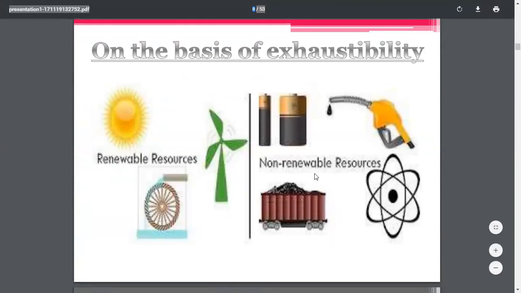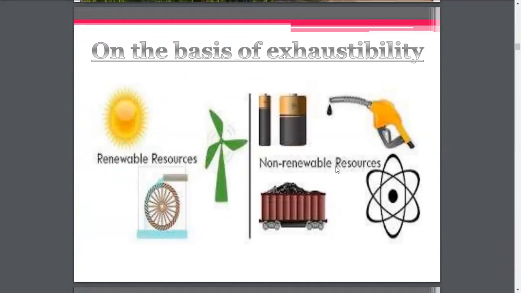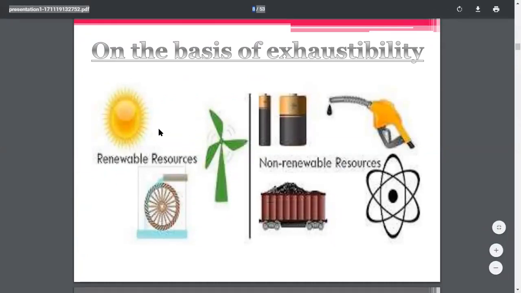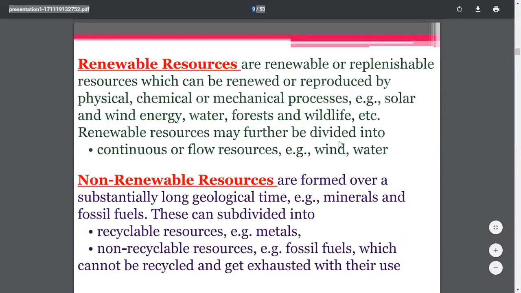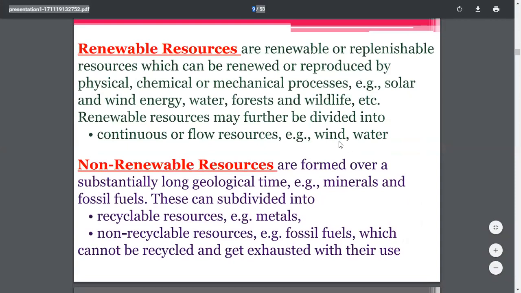The same thing that we have seen in the first diagram is how the resources are divided. So here are renewable resources and non-renewable resources. You can see here solar, wind energy, water energy and so on, and fossil fuels, batteries, metals, minerals, whatever, that is non-renewable resources. Here the definition is also given.